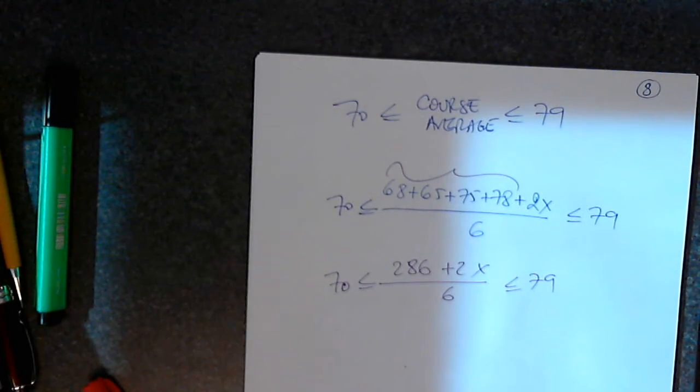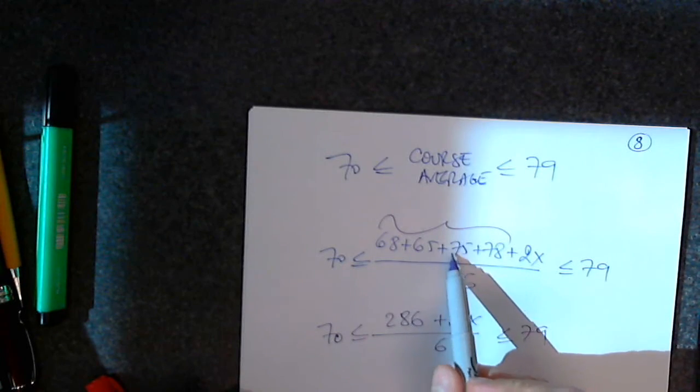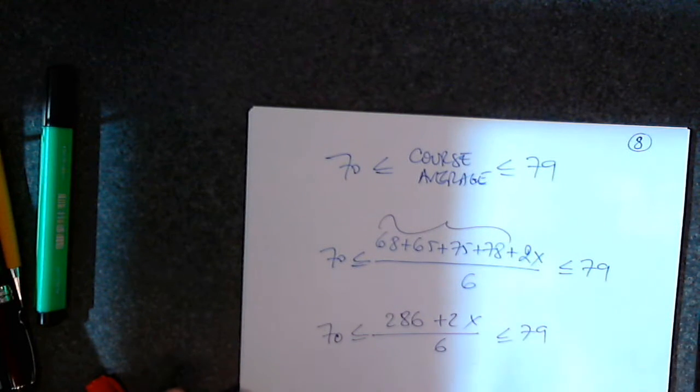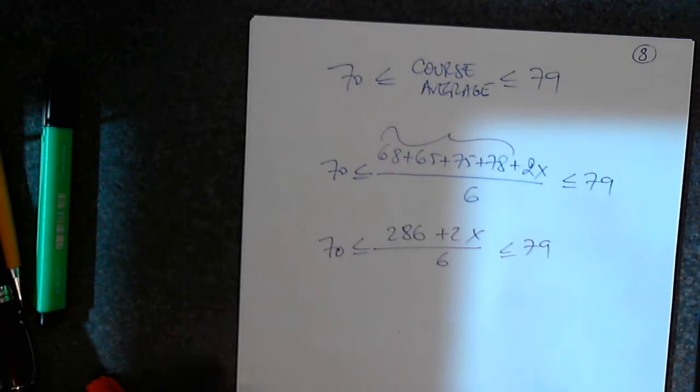Okay, how do I solve? Yes, where do you get the 6? I'm sorry, the 6. 1, 2, 3, 4, 5, 6. The average of 6 numbers. So how do I proceed?